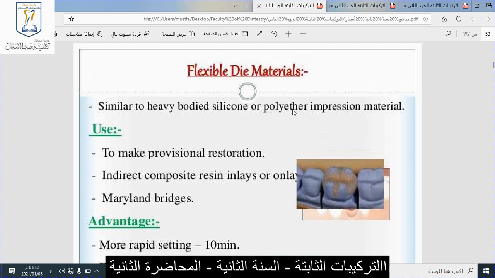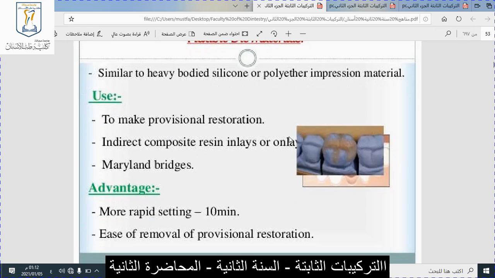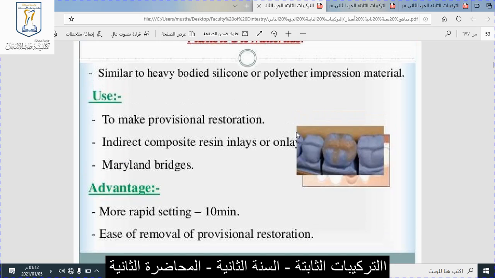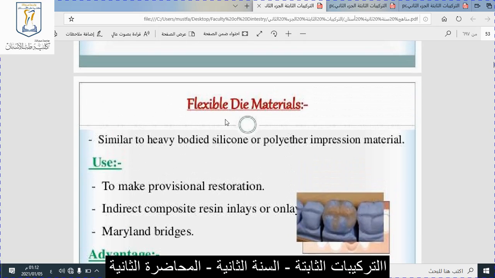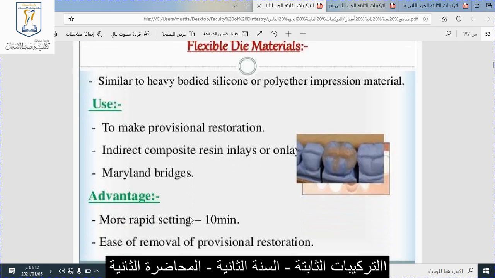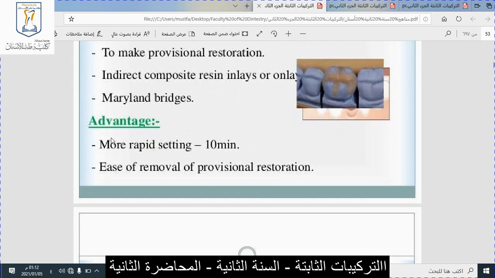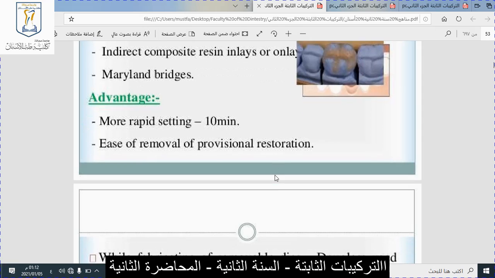So the flexible dies, you have to know that they are used mainly for provisional restoration or indirect inlays or onlays and minor bridges. Advantages: more rapid setting, 10 minutes, easy to remove the provisional restoration from those dies. Okay, so I've concentrated on this point that the flexible dies are used for construction of provisional restoration, indirect composite resin inlays or onlays, and minor bridges. You have to know the uses of those dies. Advantages: more rapid setting, 10 minutes, easy to remove from restoration.